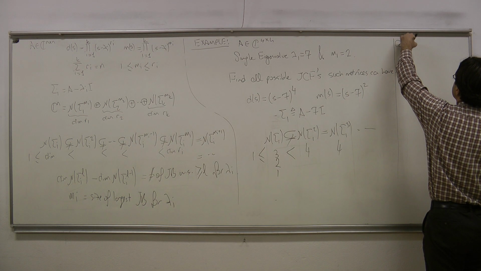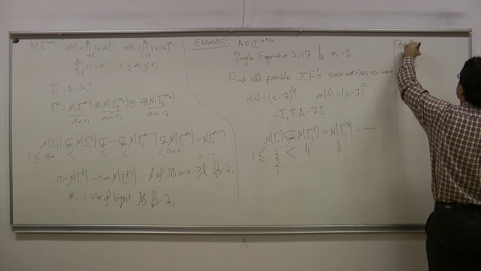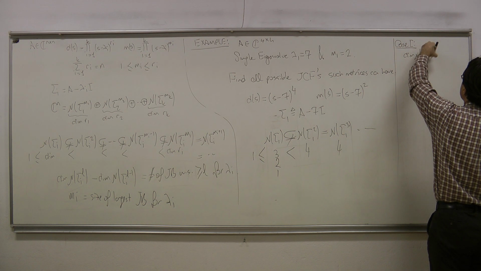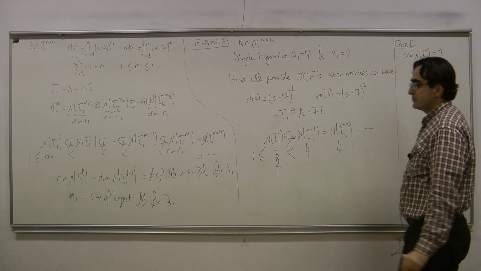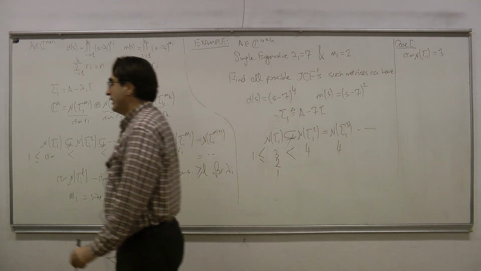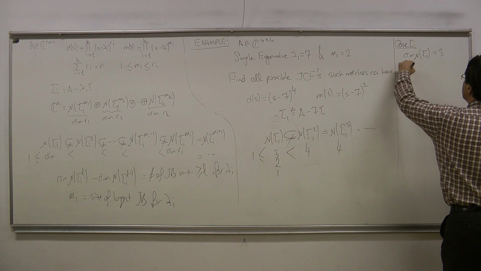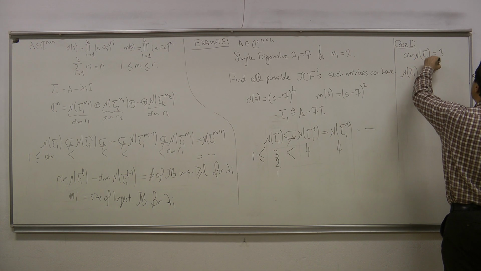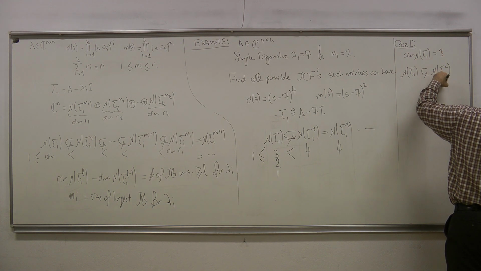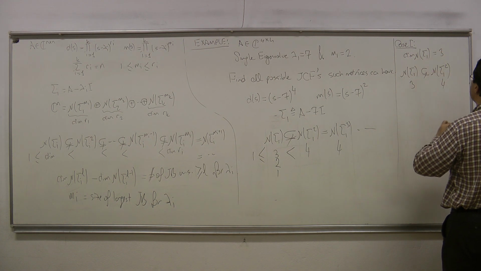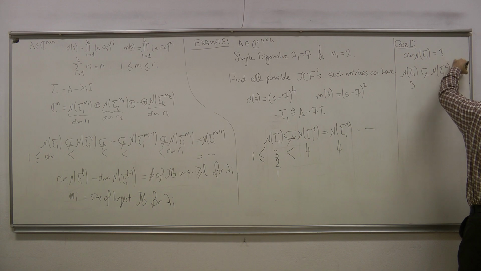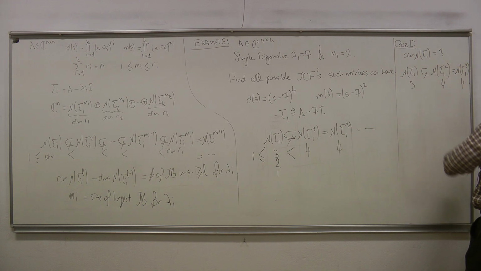Case 1: the dimension of the null space of sigma 1 is equal to 3. This is my first possibility. In that case, what about the dimensions of the null space of sigma 1 squared? This is always 4, and this is 3 here. And I know that the null space of sigma 1 cubed is again 4.